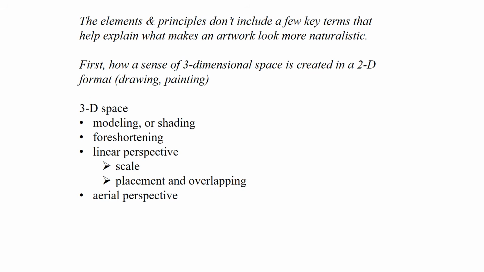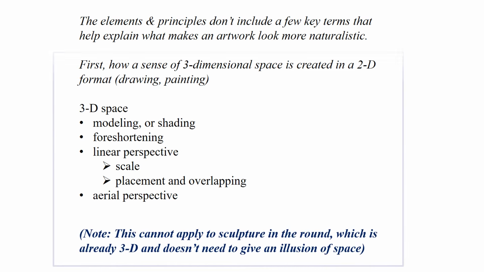The elements and principles don't include a few key terms that help explain what makes something look more naturalistic. First of all, we'll look at how a sense of three-dimensional space is achieved in a 2D format such as drawing or painting. Note that none of these methods for achieving 3D space can apply to sculpture in the round, which is inherently three-dimensional and does not need to give the illusion of space, because it exists in space.